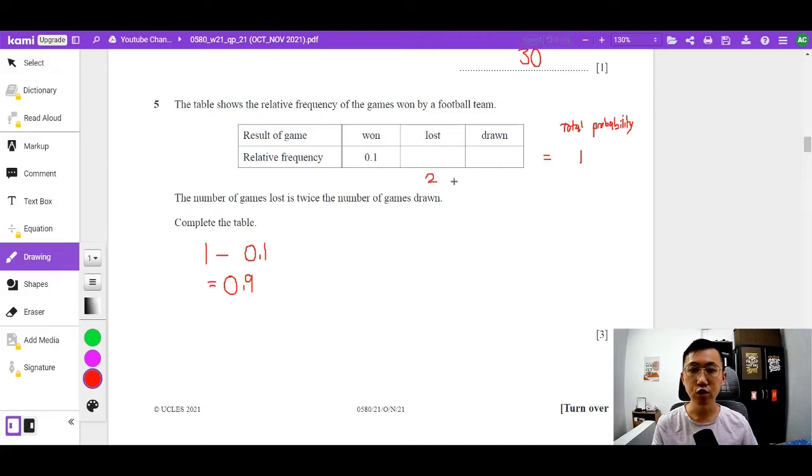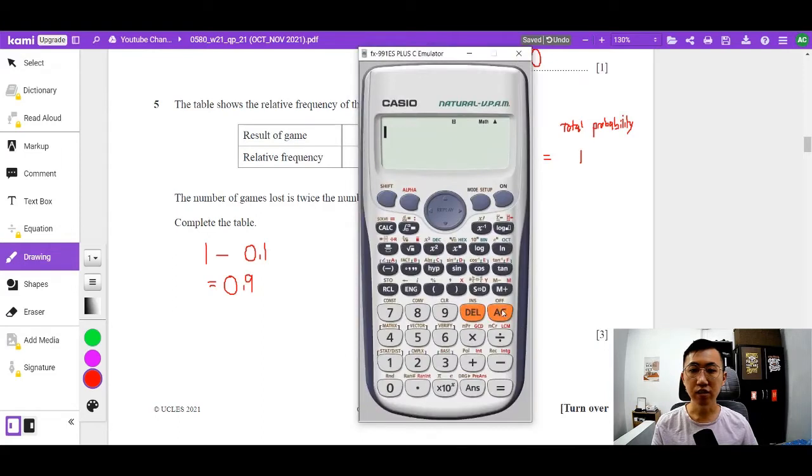So the ratio is 2:1. Total parts is 3 parts, okay? So your next working should be 0.9 divided by 3 parts. Find out 1 part is how much. Okay, so you can use your calculator for this. 0.9 divided by 3. So for every part is 0.3.